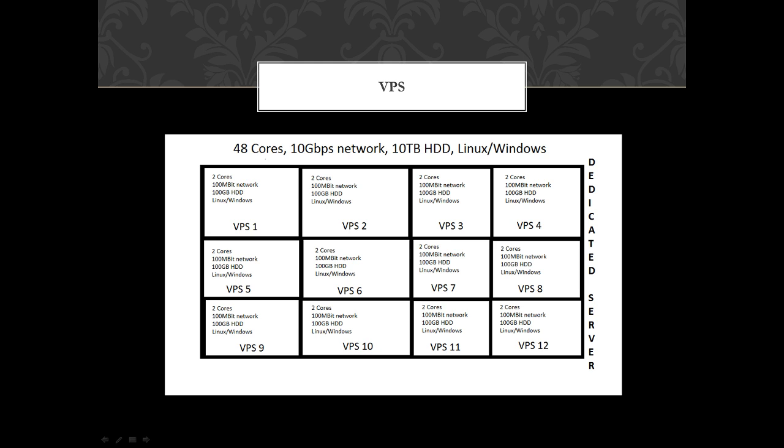So there is room to expand to more VPSs or make one powerful. Let's say VPS 1 has what it says, and VPS 2 can have 4 cores, 200 gigabyte hard drive, 200 megabit internet connection, and use Linux or Windows. You get the drill. Basically, VPSs are other computers hosted in a dedicated server, and a dedicated server is like your own computer.